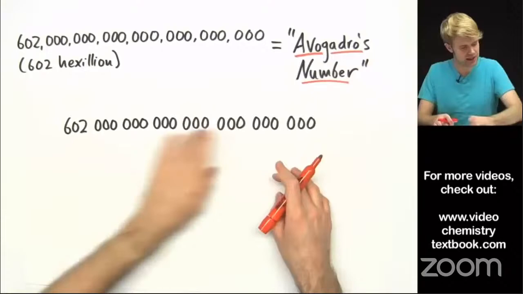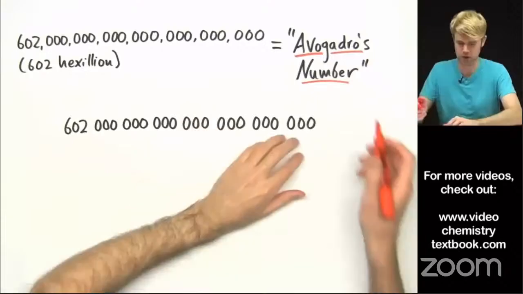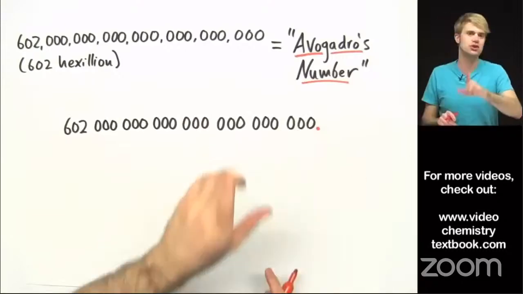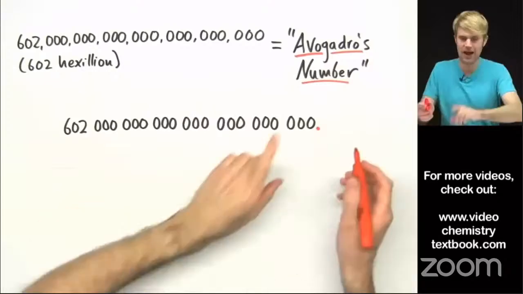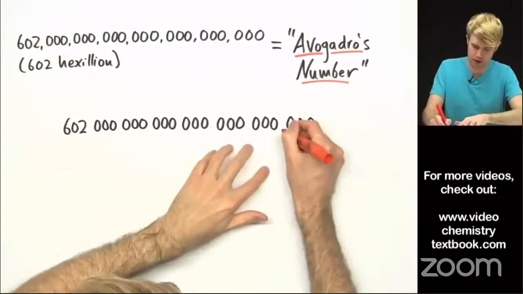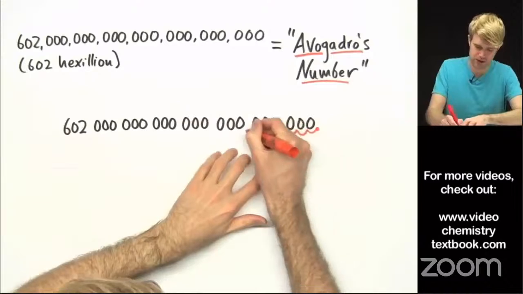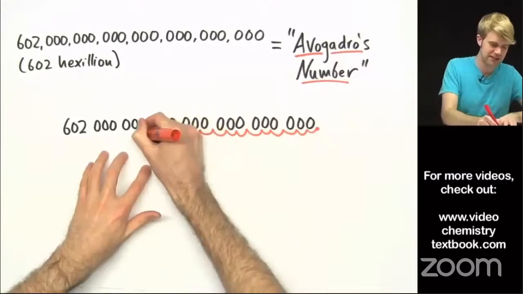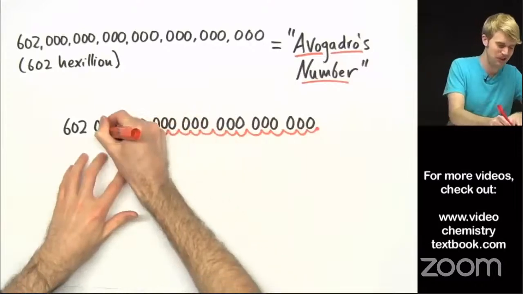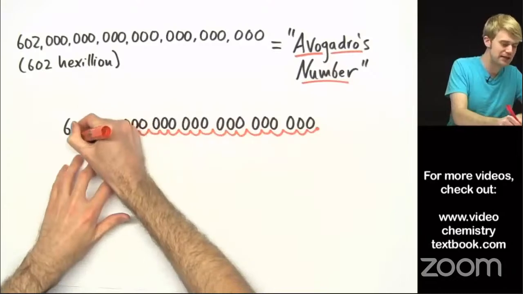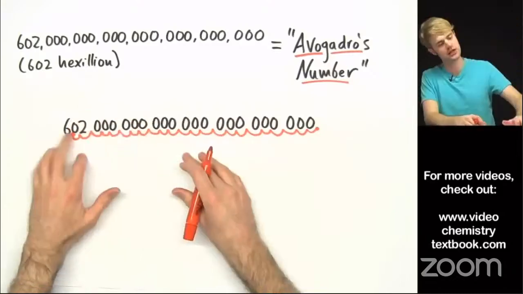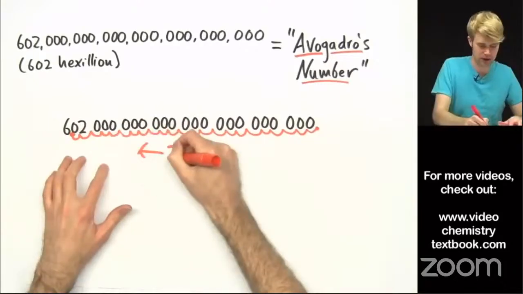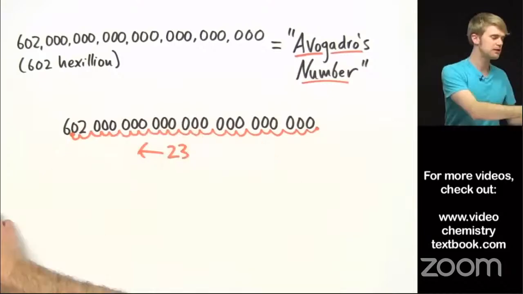I got this big number, 602 hexillion. I find out where the decimal place would be. It would be right here. And now I move the decimal place until I have just one digit to the left of it, okay? And I count the number of spots. So here's 1, 2, 3, 4, 5, 6, 7, 8, 9, 10, 11, 12, 13, 14, 15, 16, 17, 18, 19, 20, 21, 22, 23. And now this is my new spot because there is a 6, just one digit to the left of it. So I moved my decimal place 23 spots to the left.